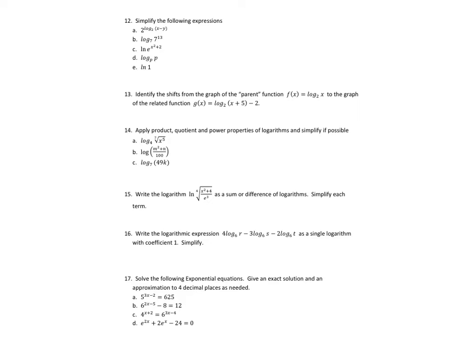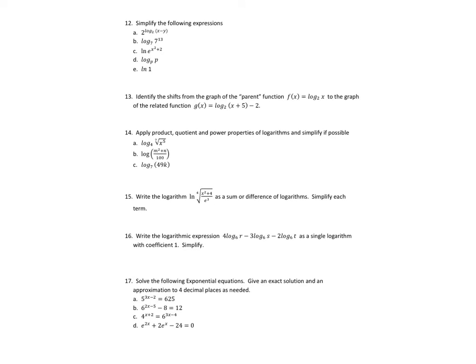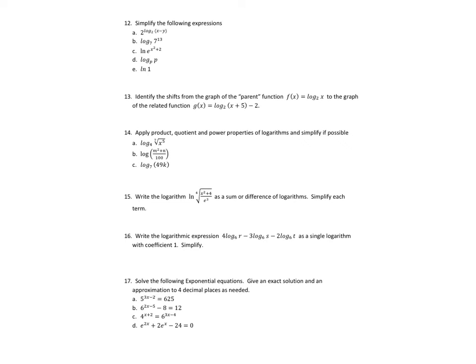So it says to simplify the following expressions. The first one is 2 to the log base 2 of x minus y. Since I'm raising 2 to the power log base 2 of x minus y, that's just equal to x minus y. In other words, b to the log base b of x is equal to just x. So that's a property.